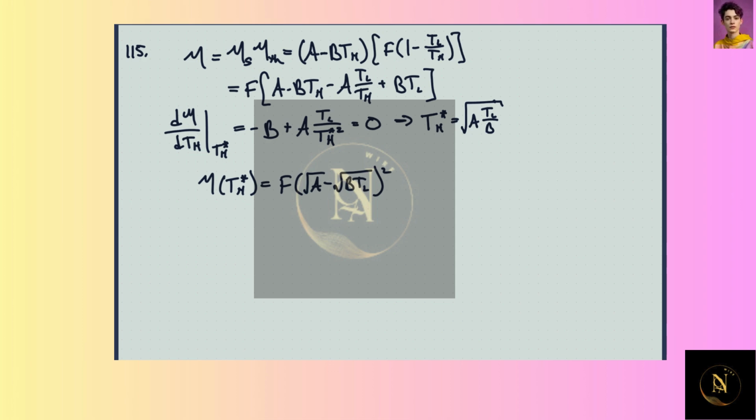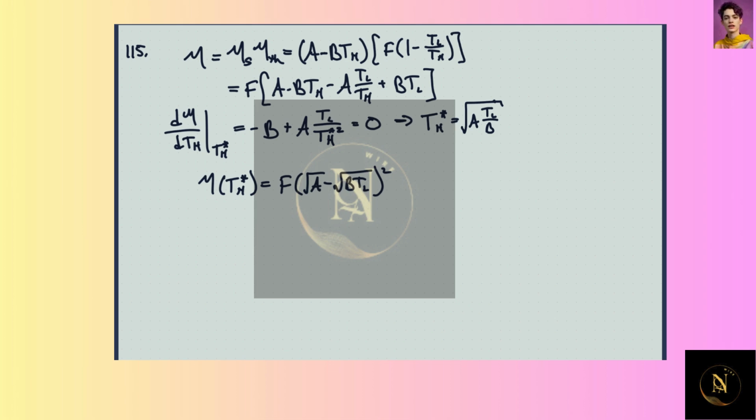We can just do a little calculus here, and we want to maximize the efficiency with respect to the high temperature. So we take the derivative of this with respect to TH, plug in our critical value here, and again we just take the derivative. We wind up with this, and this term are the only things that are left over, and so we get minus B plus A times TL over TH star squared, and that has to be 0 where the efficiency is a maximum.